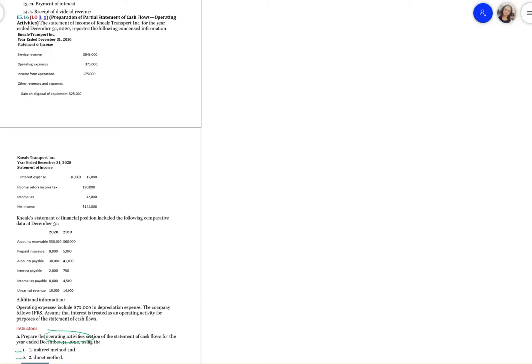That is for both the direct method and the indirect method. So the first thing we're going to do is start by putting the name of the company. In this case, the name of the company is Canal Transport. And what is the name of the statement? They're asking us for a partial, it's not a full statement. So we can call it a cash flow statement, or you can say partial statement of cash flow.